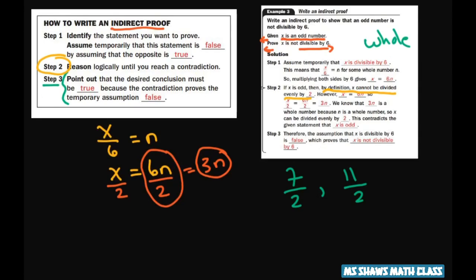So therefore, the assumption that x is divisible by 6, our temporary assumption, is false. Now that proves that x is not divisible by 6. Okay, because 6 is an even number.